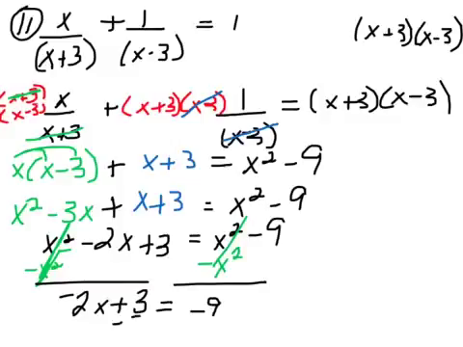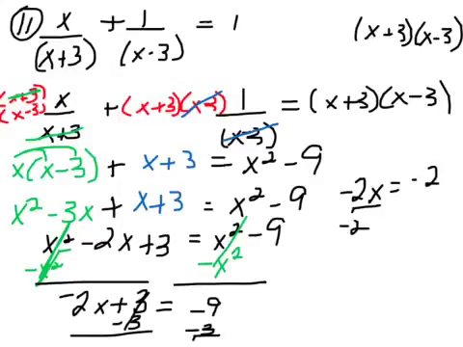And if I subtract 3 from both sides, I'm going to get negative 2x is equal to negative 12. And if I divide both sides by negative 2, I get x equal positive 6.